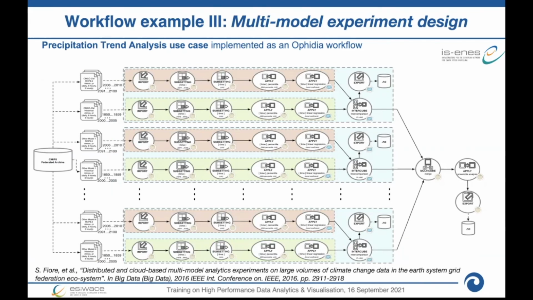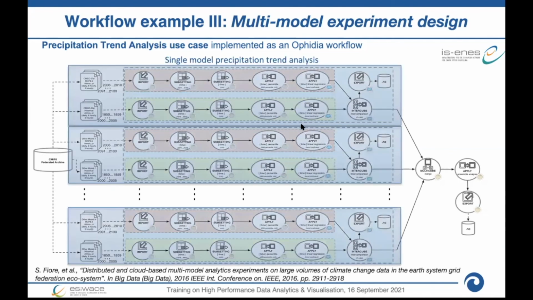The actual workflow is still written in JSON format and also contains some auxiliary tasks which are not inserted here, just to show those which are more important. So the experiment is composed of two parts. In the first stage, we can see that multiple identical sub-workflows are executed to compute the trend analysis of the data of different models. So every blue box represents the analysis on a different model.